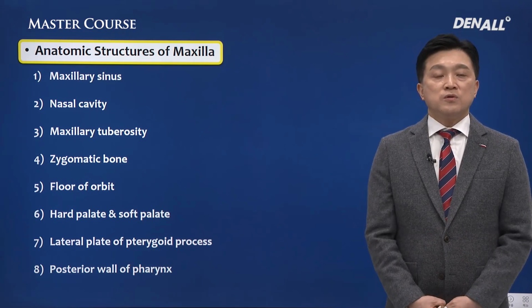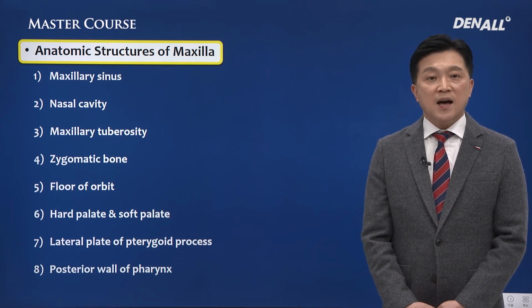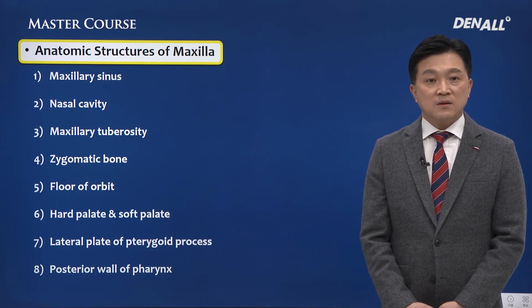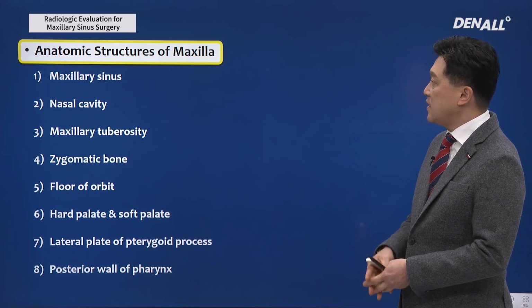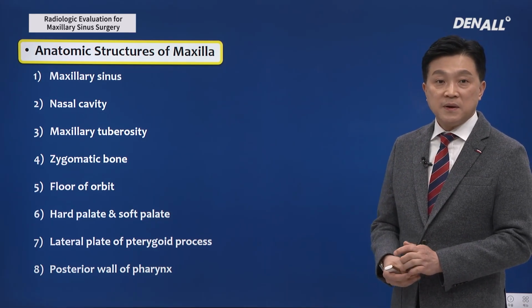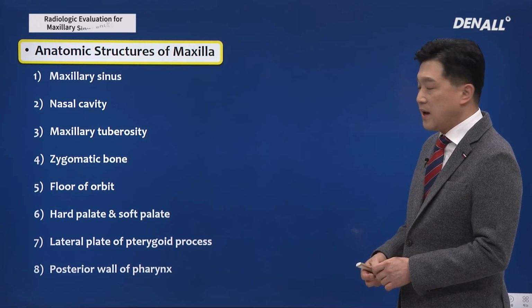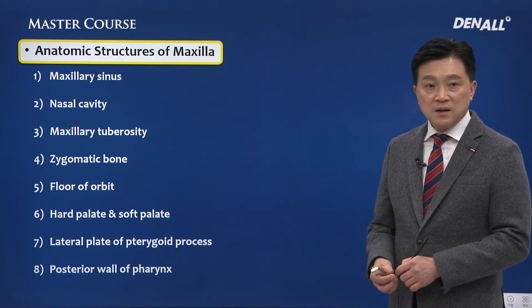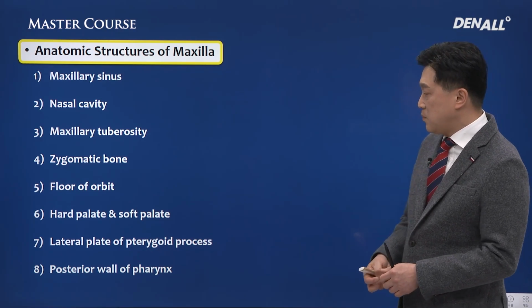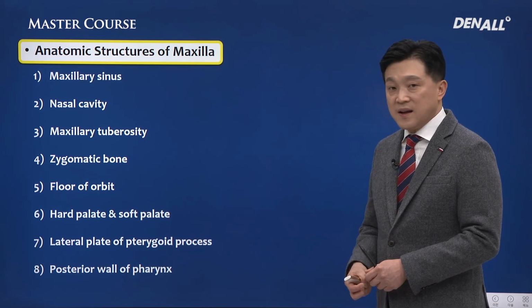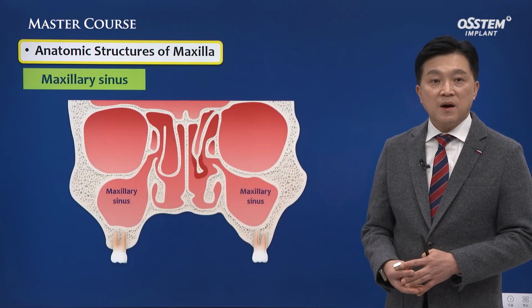As we're talking about radiology for sinus surgery, we need to know the following anatomic structures. Maxillary sinus, nasal cavity, maxillary tuberosity, zygomatic bone, floor of orbit, hard palate, soft palate, lateral plate of pterygoid process, and posterior wall of pharynx. We need to be able to detect these.